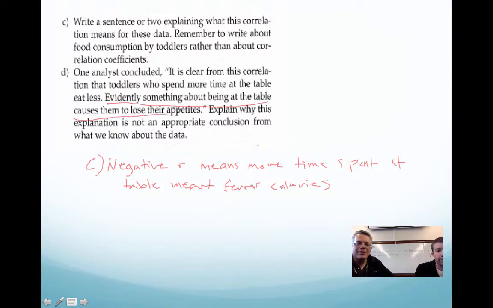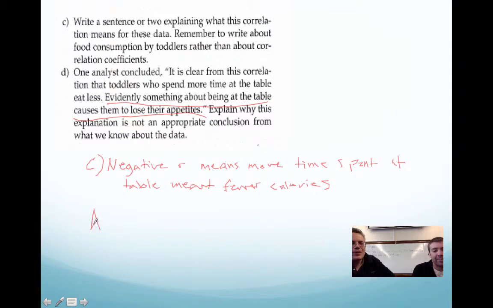But this is a key thing. You can't claim that one variable causes another. That is a very strong statement. You would have to do an experiment and eliminate all of the other possible things that could be affecting their appetite besides time. So maybe the food was just gross. We don't really know.